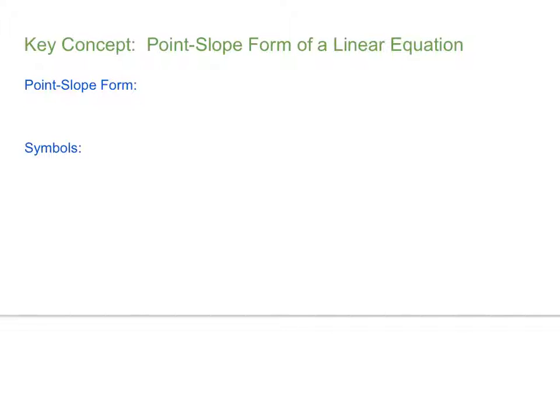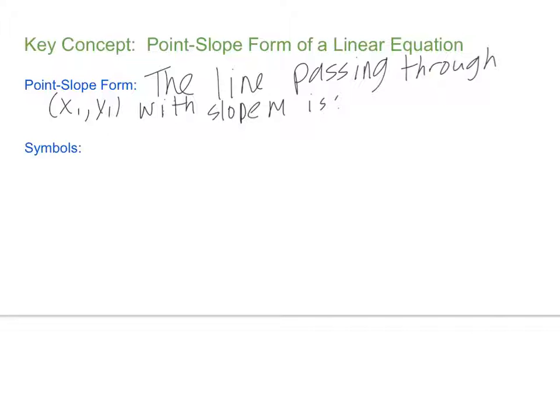So point slope, key concept, point slope form of a linear equation. Point slope form is given this way. The line passing through x sub 1, y sub 1 with slope m is y minus y1 equal to m times x minus x sub 1.